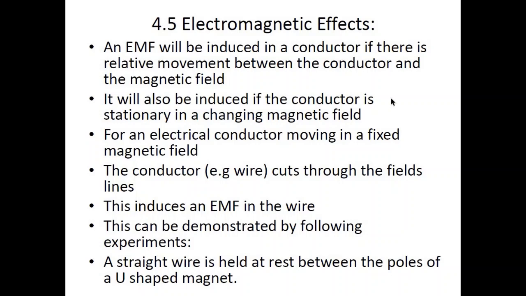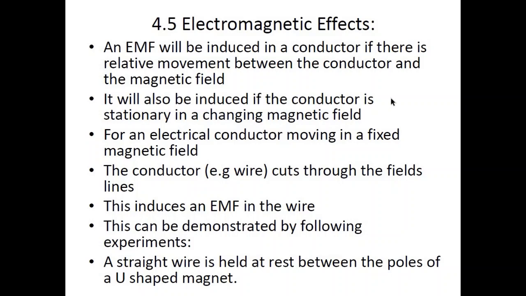So if you want to produce e.m.f. in a conductor, then there are two ways: either keep the magnetic field stationary and move the conductor inside that field, or keep the conductor stationary and move around the magnetic field, or change the magnetic field so that the magnetic field lines keep on changing or varying.